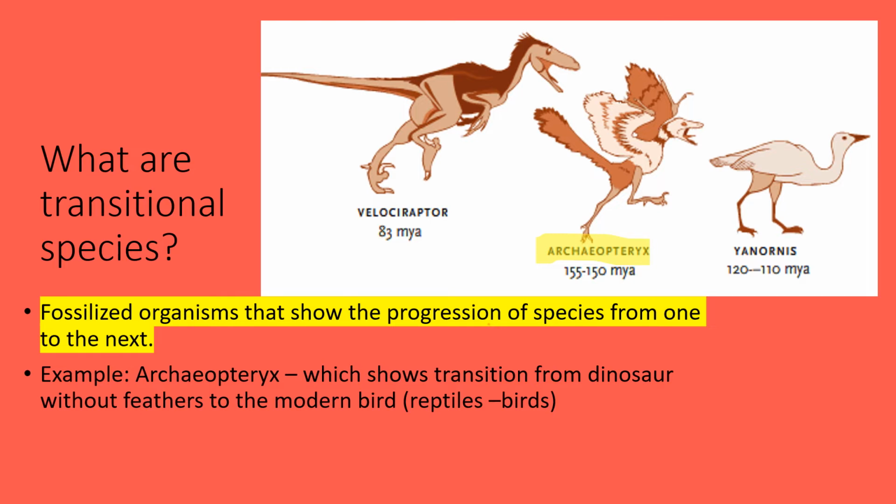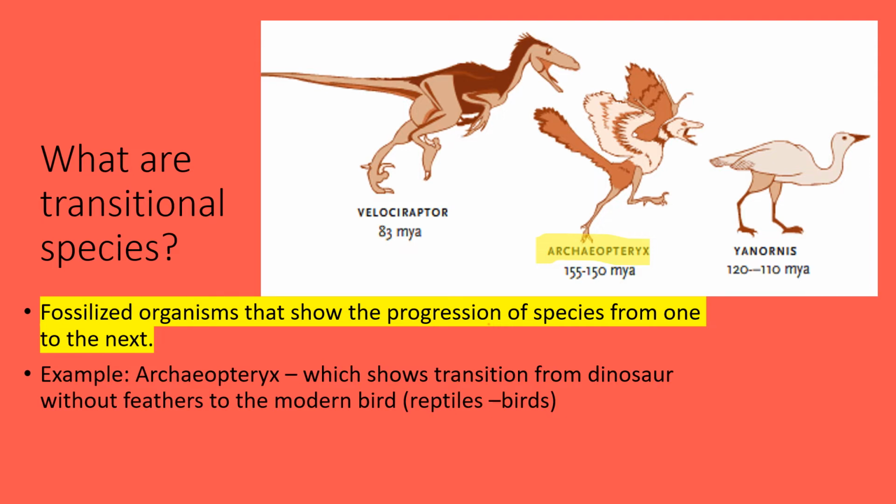If we look at these pictures closely, we can see a lot of similarities between the Archaeopteryx and the velociraptor, and the Archaeopteryx and the Uranus, the bird-looking thing. So we would call the Archaeopteryx a transitional species because it shows the progression from this Uranus bird to the velociraptor. Comparing the Archaeopteryx to the Uranus, we can see that it has feathers. It looks like it still has wings. It has an elongated tail.